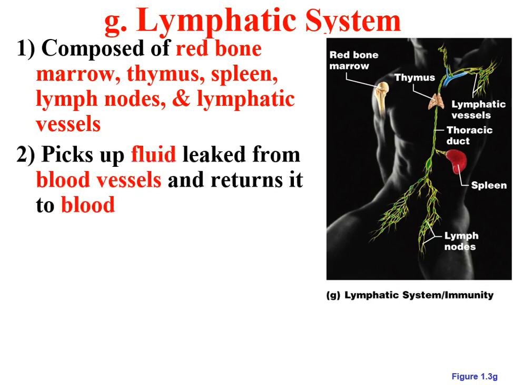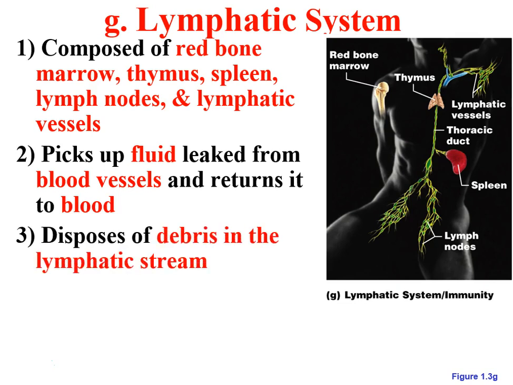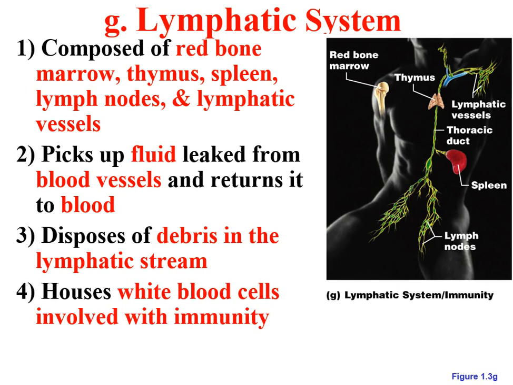They pick up leaked fluid from blood vessels and return it to the bloodstream. If you become swollen, it's because the lymphatic system is not able to pick up the fluid that's leaked out of the blood system fast enough. It also disposes of debris in the lymphatic system. It houses white blood cells involved in immunity.